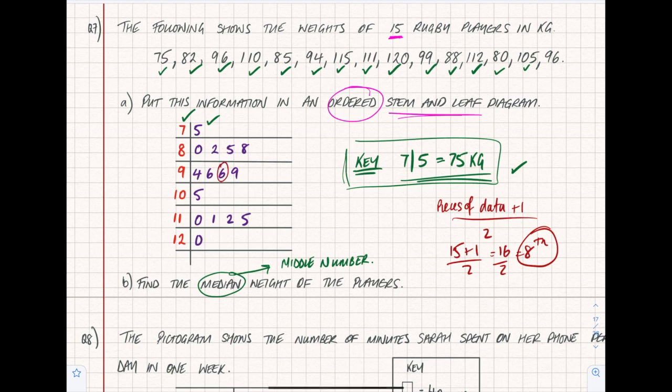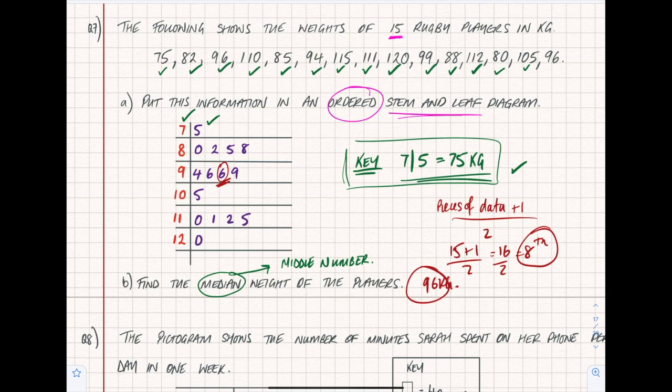Now, please be really careful here. Do not write down 6 because 6 is not the median. It is 96. So the median weight of those rugby players is 96 kilograms. Okay, so that's how you do your stem and leaf diagram, and that's how you read the information off of it as well.